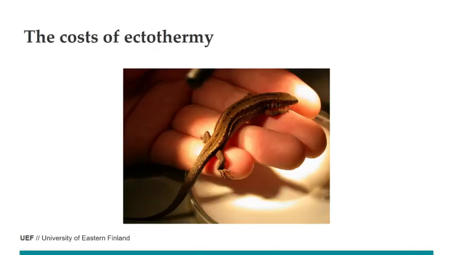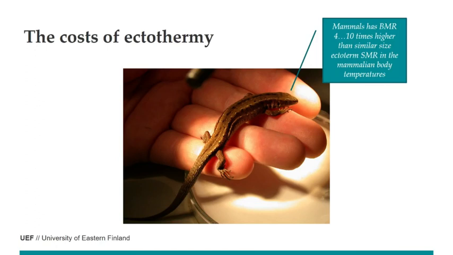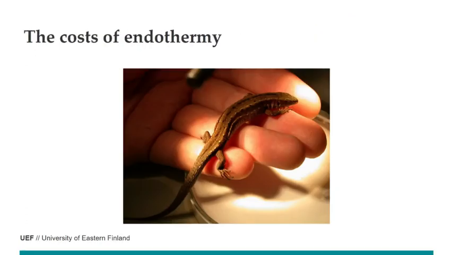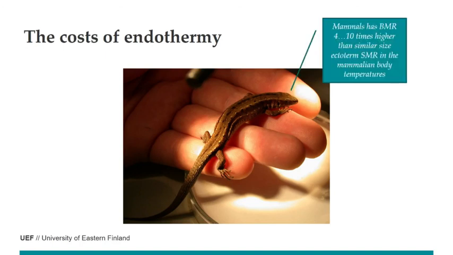But still, the costs of endothermy are quite high. If we are comparing similar size mammal and lizard and test them at the body temperature of the mammal, the basal metabolic rate is about 4 to 10 times higher than the similar size ectothermic standard metabolic rate. And okay, 4 times or 10 times higher, it's not so bad.